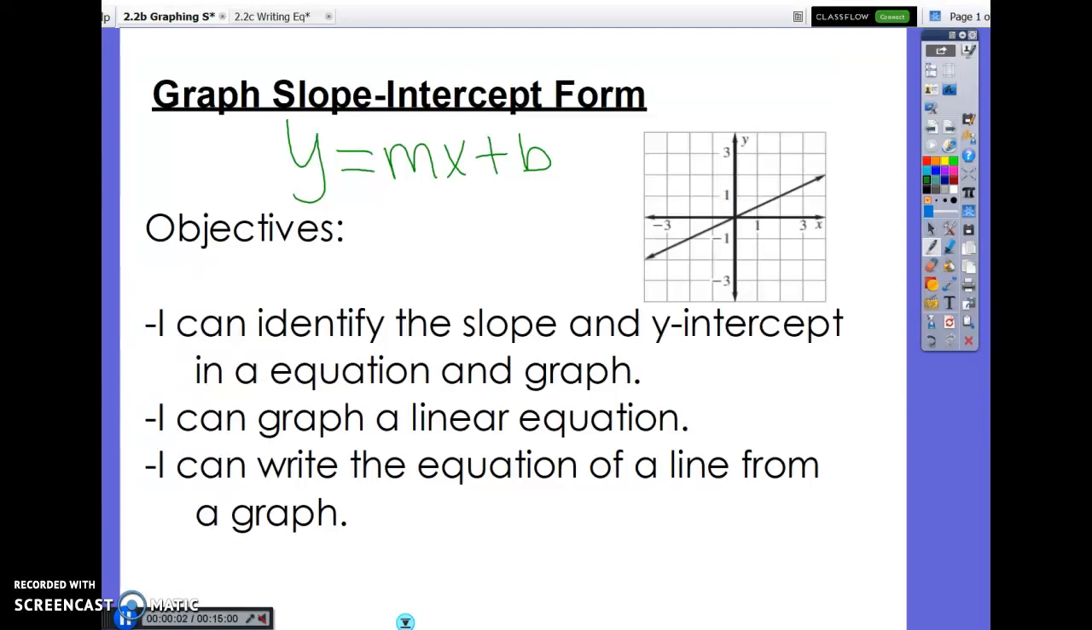Looking at 2.2b, graphing slope-intercept form. Remember, slope-intercept form is y equals mx plus b. We want to be able to identify the slope and y-intercept from an equation or a graph. We're going to look at graphing linear equations. Remember, linear means they're straight lines. And then we want to be able to look at a graph and write down the equation for that line.